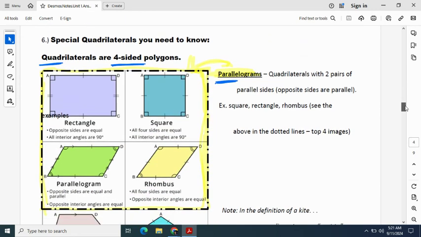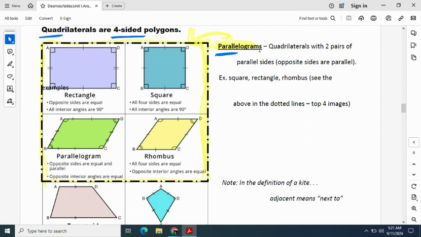Now, special quadrilaterals you need to know. If you remember, I said quad means 4. So something for you to look at. Parallelograms. And I highlighted this. Feel free to highlight too.